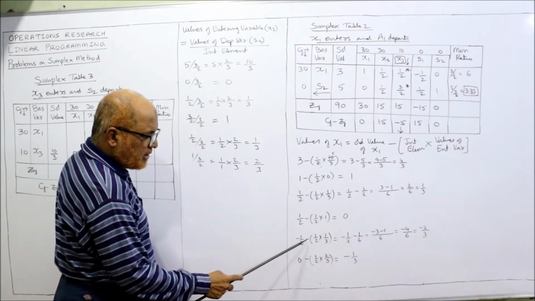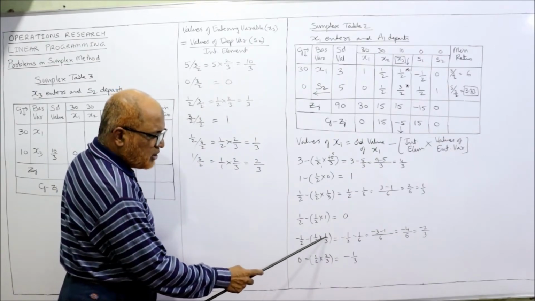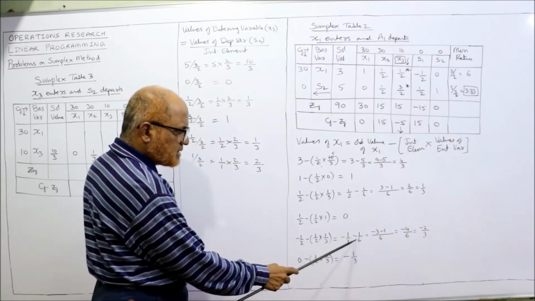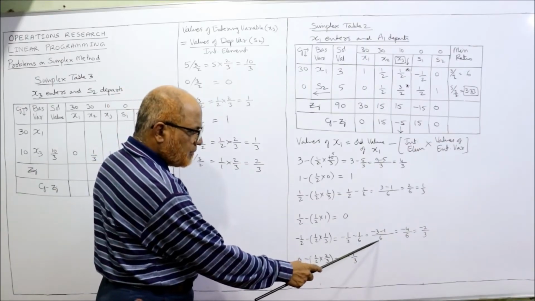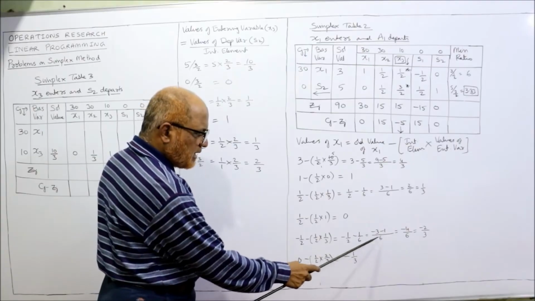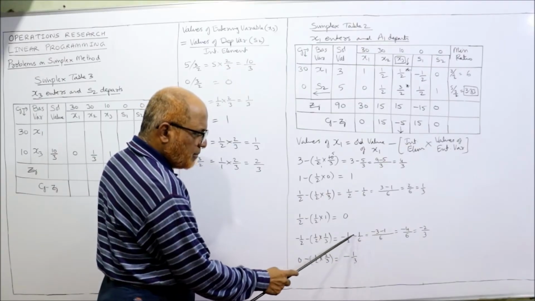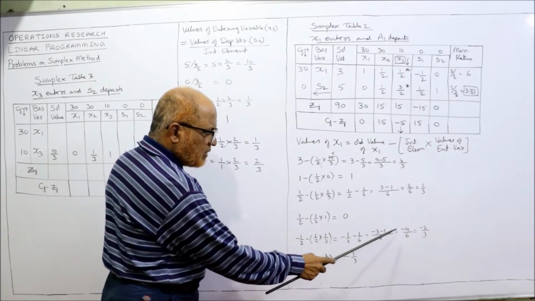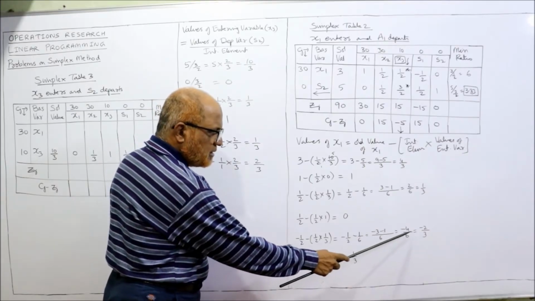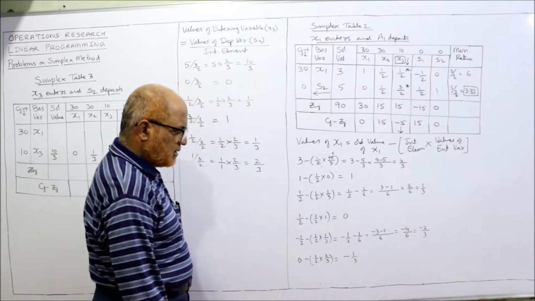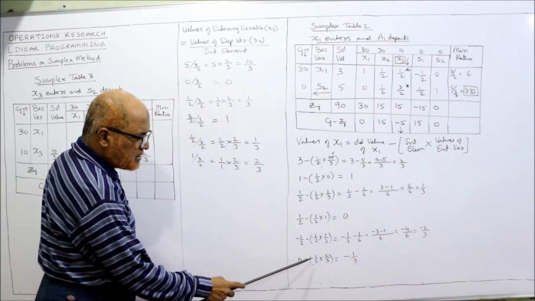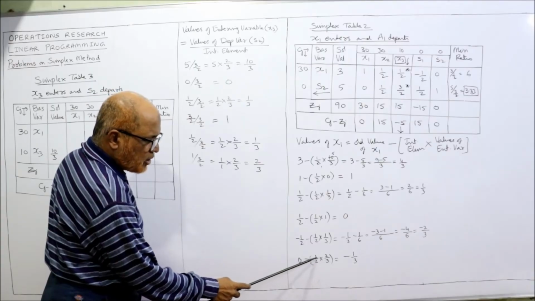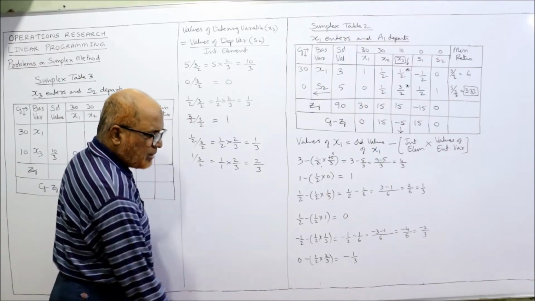1 by 2 minus 1 by 2 into 1 by 3, minus 1 by 2 minus 1 by 6. So LCM is 6. 2 how many times to cut 6? 3 times. 3 1s are 3, minus 3. Minus 6 one time. So minus 3 minus 1 is minus 4 by 6, which is equal to minus 2 by 3. Lastly 0 minus 1 by 2 into 2 by 3. 2 will get cancelled, so remaining 1 by 3. So minus 1 by 3.